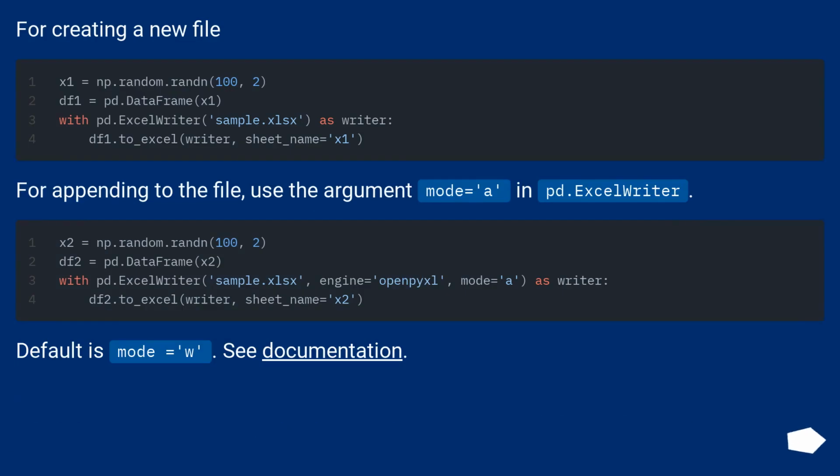For creating a new file. For appending to the file, use the argument mode equals 'a', with pd.ExcelWriter. Default is mode equals 'w'. See documentation.